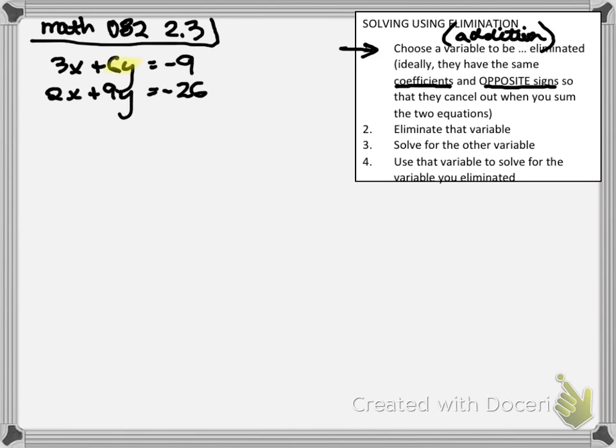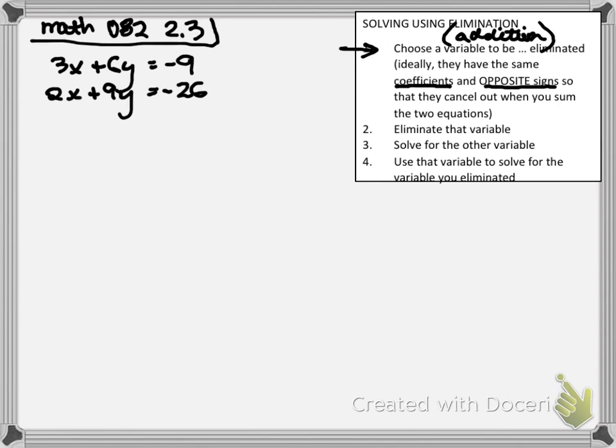If I look at 6y and 9y, they have the same sign, whereas we want opposite signs, and clearly 6 and 9 are not the same value number. Okay, so this is probably more challenging than the last video I posted, because there are no numbers that I could multiply just one equation by in order to get my coefficients to be the same value and opposite sign.